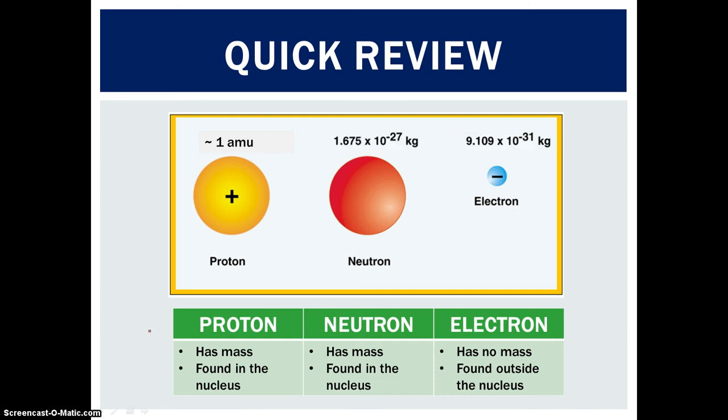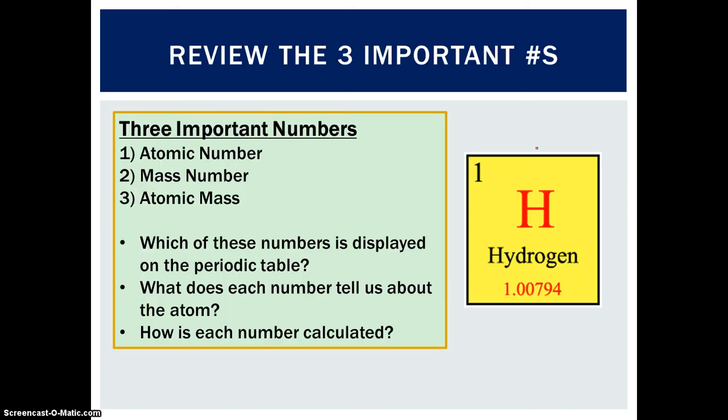If you want to look real quick at the numbers, the mass of a neutron and the mass of an electron, you can see that an electron is a little over 1,000 times smaller than a neutron or proton in terms of mass, so that's why relatively we call it 0. The proton is found in the nucleus, so is the neutron, and the electron is found outside of the nucleus. Let's review the three important numbers we've talked about so far.